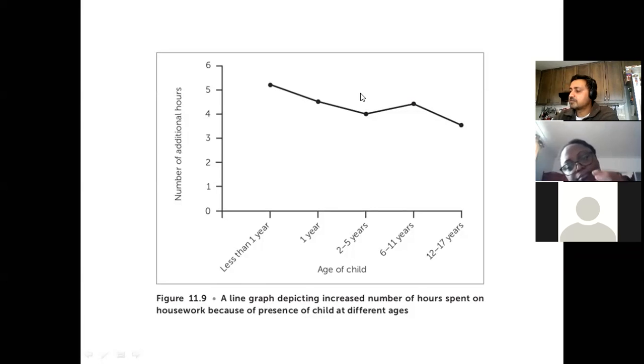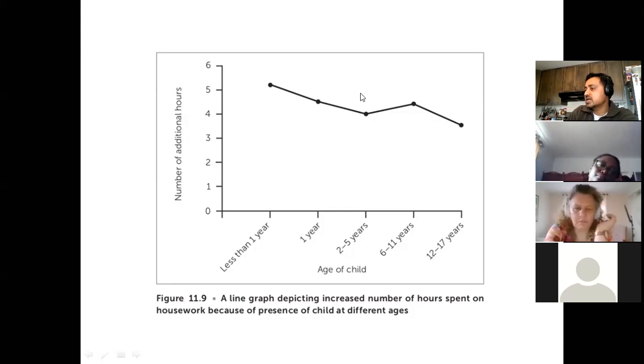This is an example of a line graph where the number of hours a parent spends on housework, because a child starts growing up, is obviously reducing. So in this case, if you were to draw a trend line, it's a negative trend line, which just means that overall the number of hours decreases.